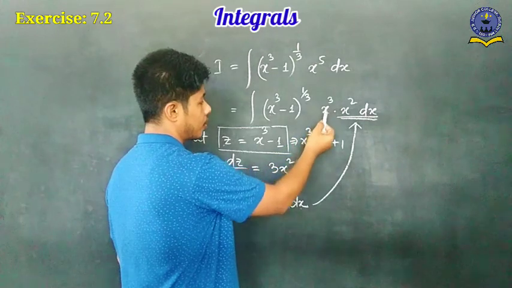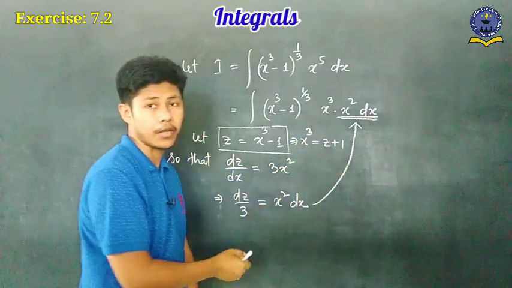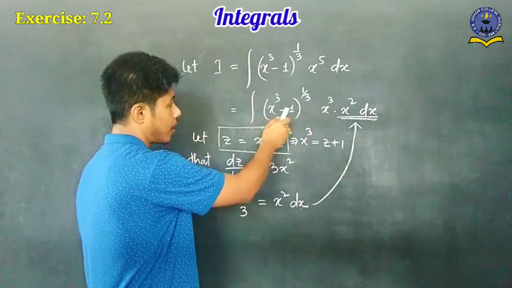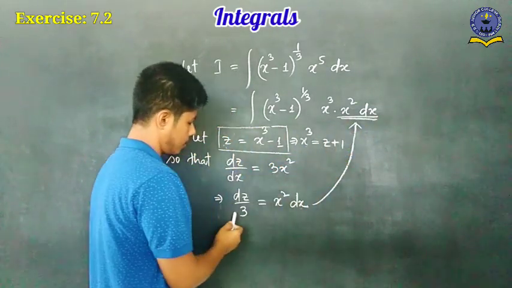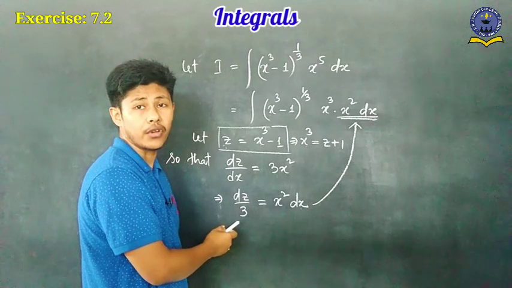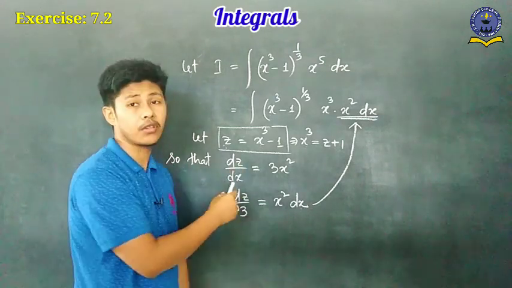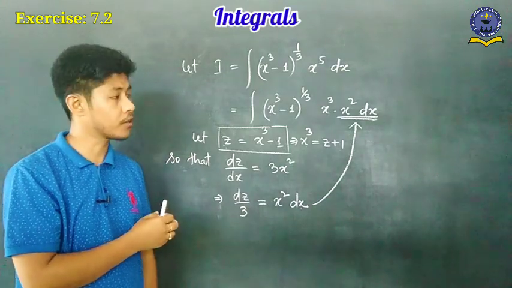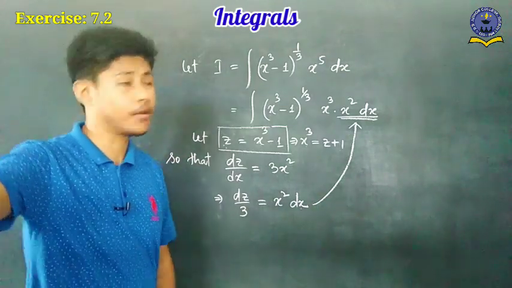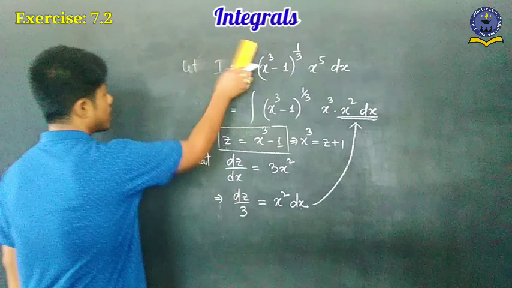So that means in place of this x cube, we have to write z plus 1. And now in place of x cube minus 1, we write z. And in place of x square dx, we can write dz by 3. Is it clear? If we substitute these 3 results, we can easily solve this question. All of you understood this one? Now let's see how we can solve this.